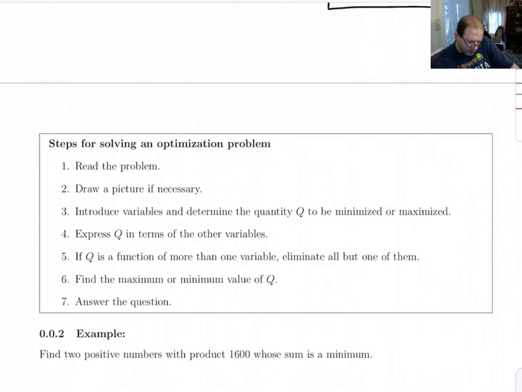If Q is a function of more than one variable, eliminate all of them but one. That way you can take the derivative of it with respect to that variable. Then find the maximum or minimum value of Q and then answer the question. This last step is important because sometimes the question will ask you different things. Sometimes it will say, what's the maximum volume or what's the minimum volume? Sometimes it might ask you, what are the dimensions that give you the maximum volume? Or something like that. So don't get to the end of the problem and say, okay, there's my maximum value, I'm done. Make sure you answer whatever the problem's actually asking you for.